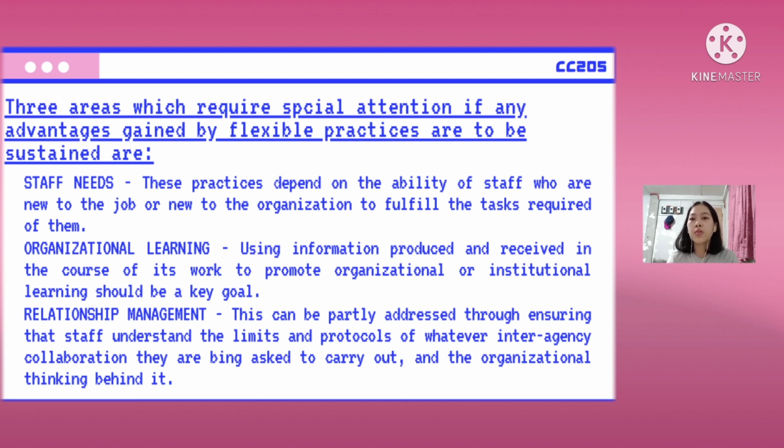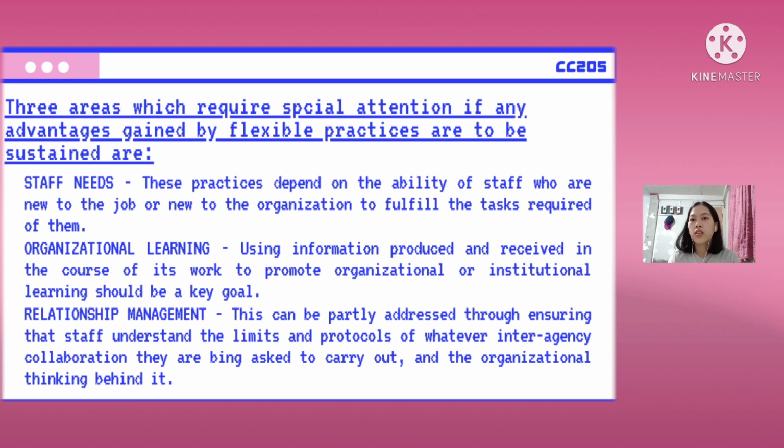Staff needs. These practices depend on the ability of staff who are new to the job or new to the organization to fulfill the task required of them. Organizational learning. Using information produced and received in the course of its work to promote organizational or institutional learning should be a key goal. The use of ICT can greatly expand the volume and type of potentially useful information which can be stored, searched, and easily accessed and reused.